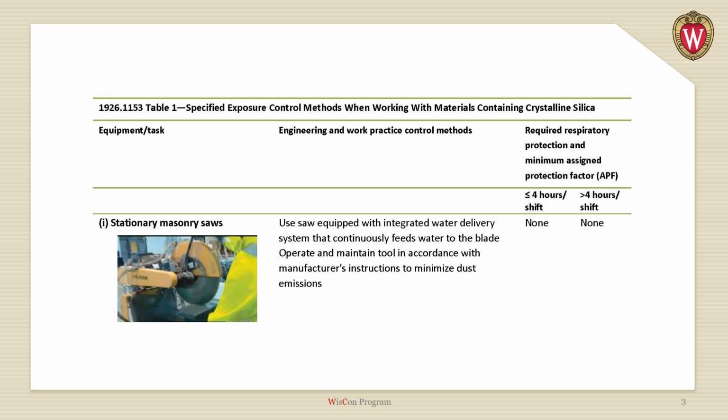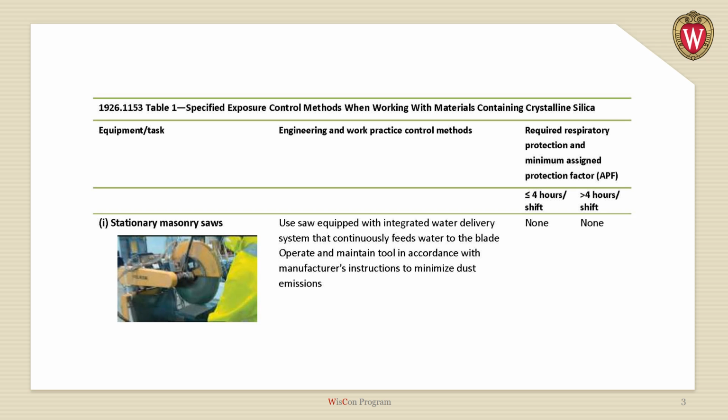The table is set up into 3 columns, 1 defining the task, 1 explaining the engineering and work practice control measures required for that task, and the final one listing required respiratory protection for that task. Everything in Table 1 must be followed exactly in order to be used in the workplace.